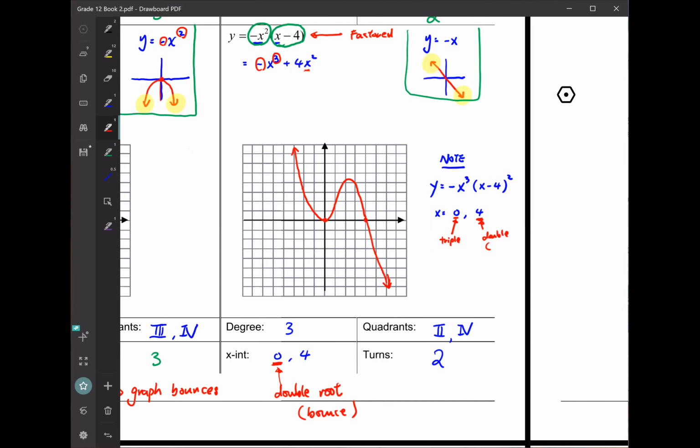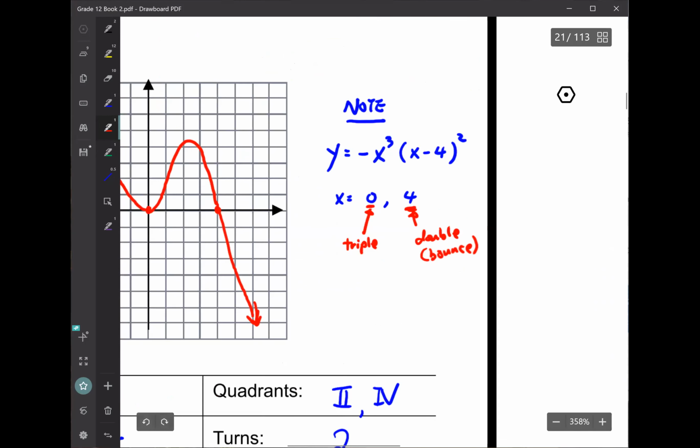Okay, so we have a double root for this one, for 4. So it bounces. For a triple root, it will go through. So let's say we cross. The graph will cross over the x-axis. Do you like the word crossing or through? Cross is shorter. Cross over.